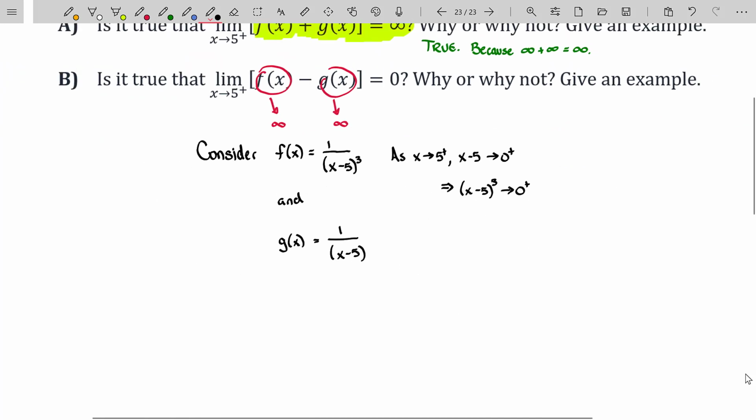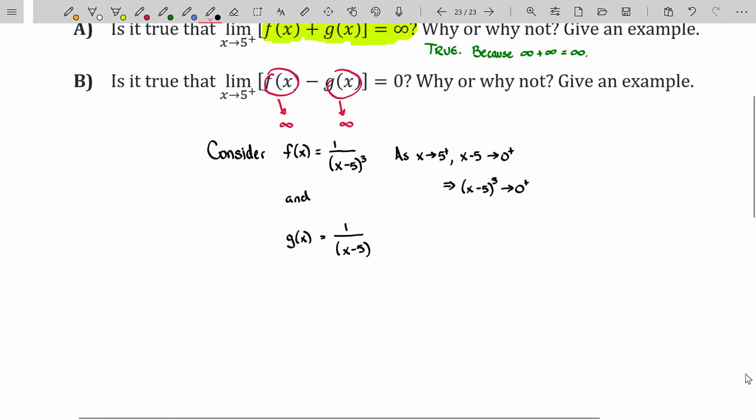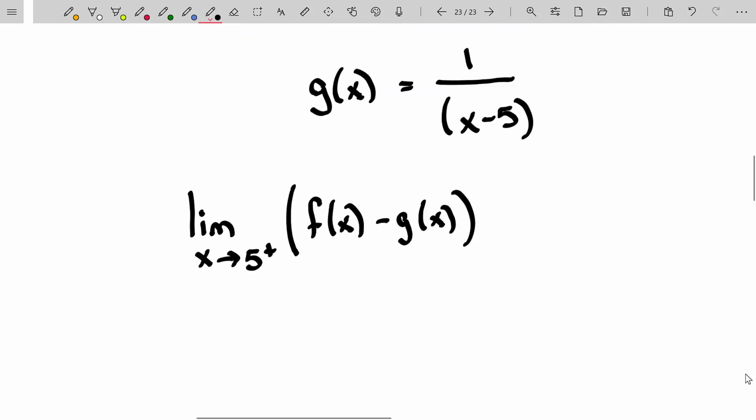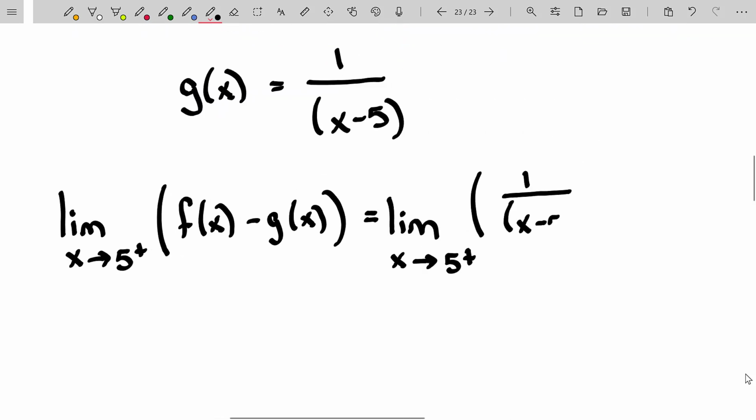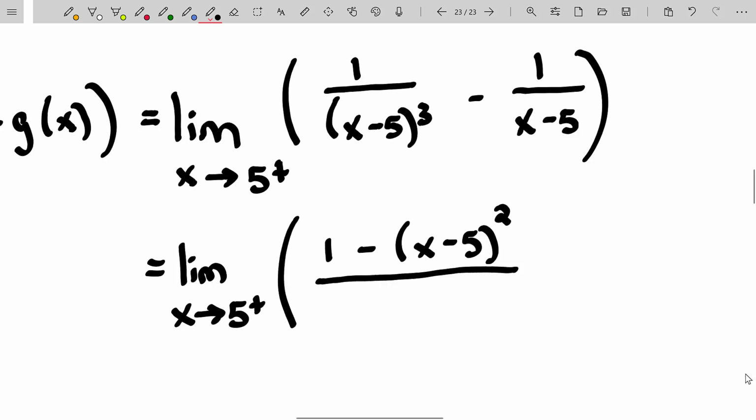Now let's take a look at the limit as x approaches 5 of the difference of those two functions. I start it this way. I substitute in f and g. I combine the fractions using algebra.